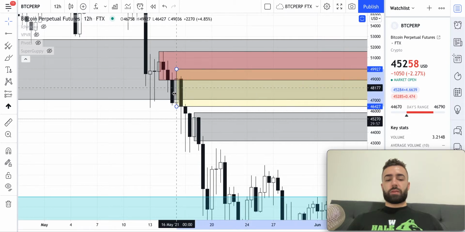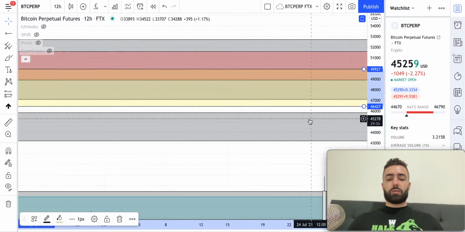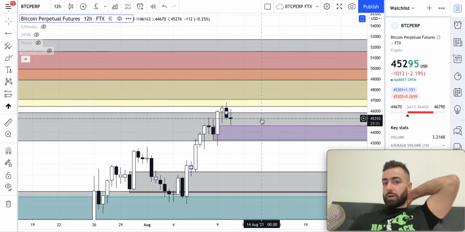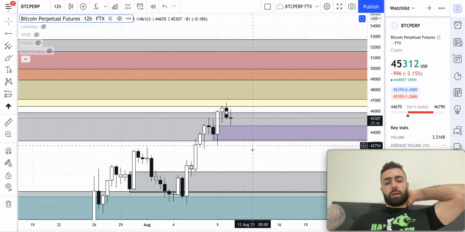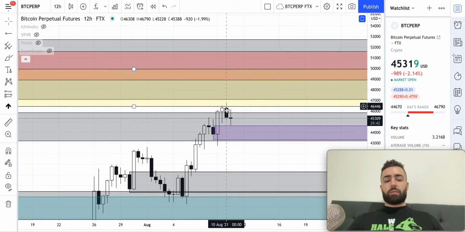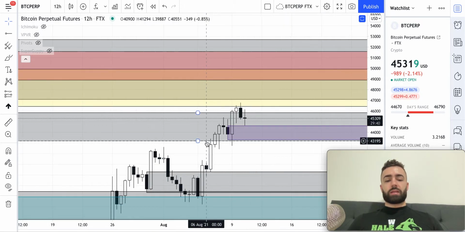And this is the first test of this level. You can see we've already rejected off of this level once. This was the level I've been talking about over the past at least few days. So we've had a rejection off that level, but the other thing to keep in mind is this gray zone in here.